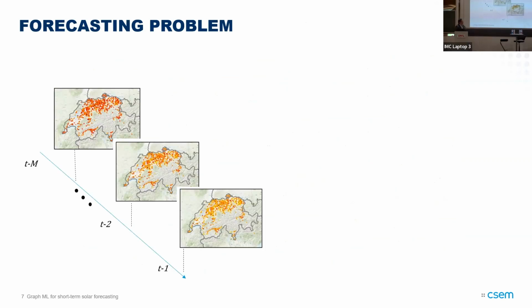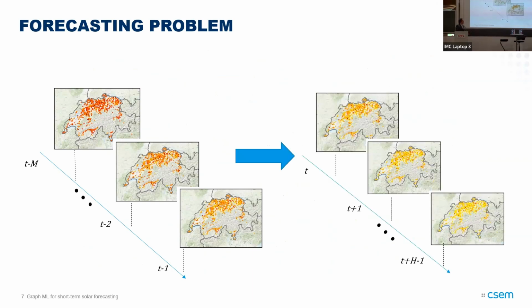So now, the forecasting problem that we have is that from past measurements, let's say past time measurements, we want to forecast H time steps ahead. Now, the challenge is that in the past measurements, the node set could be changing over time. And we want to forecast on a fixed node set in the future. And we want to learn this function that maps from past measurements into the future measurements.